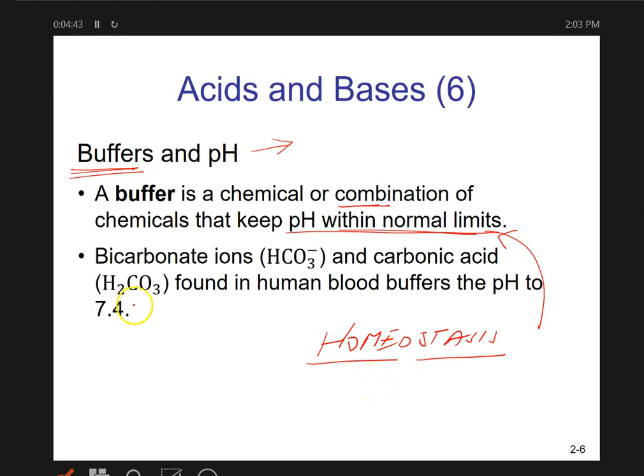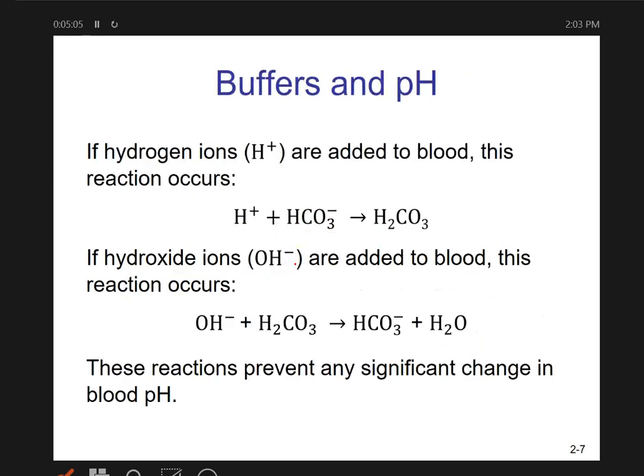For example, the pH of blood ranges from 7.35 to 7.45. How does blood maintain this? Well, blood has a very important buffer. What is that? The bicarbonate ions, okay? And these bicarbonate ions will help stabilize the pH. Well, how does it do that?